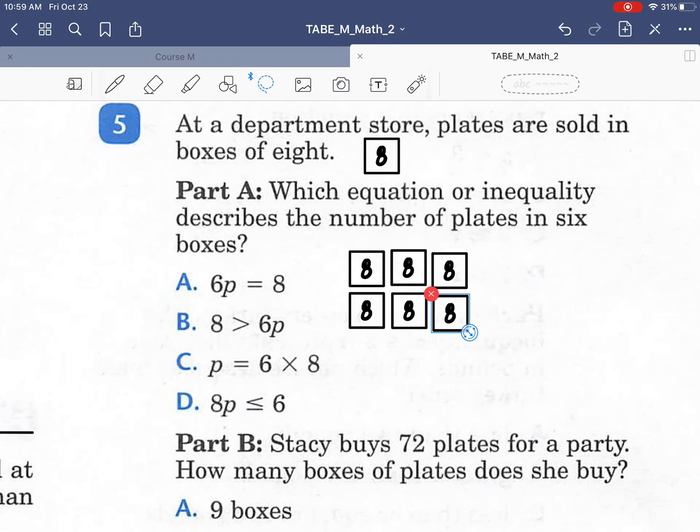So we are looking for a multiplication equation. This is not an inequality. This is an exact amount. So we can eliminate these two. A is saying 6 times the plates is 8. That's not what we want to say. We want to say that the plates would be 6 boxes that have 8 in a box. So C is the answer I want for part A.